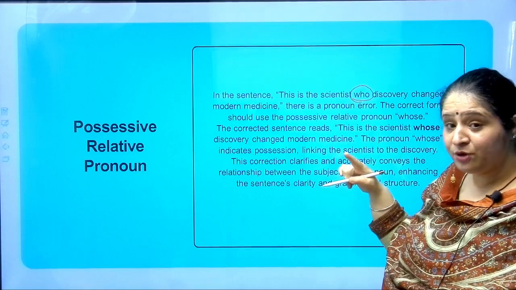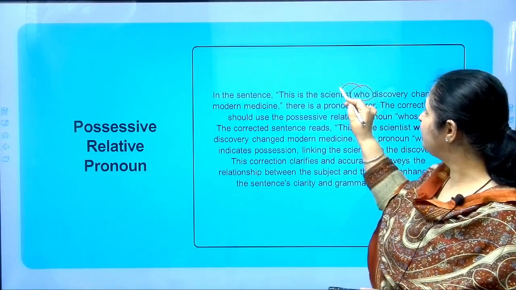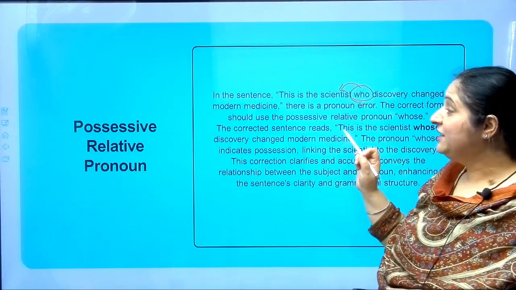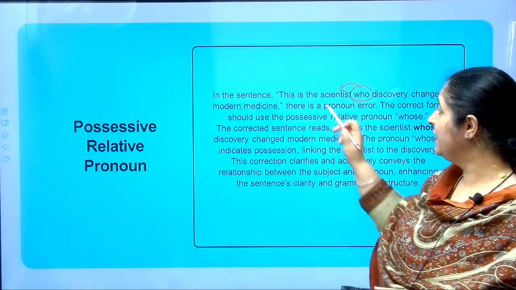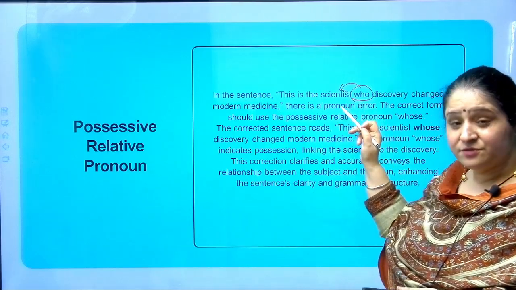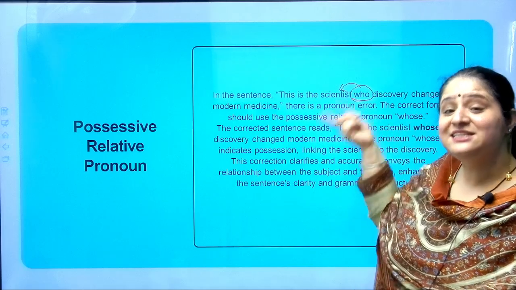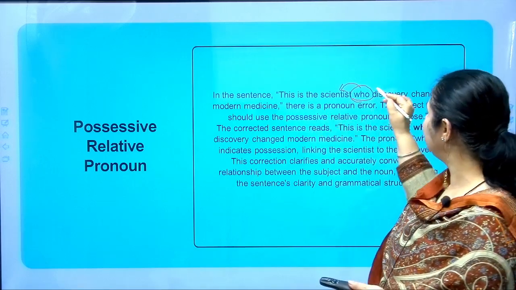अब who relative pronoun है यहाँ पे जो साइंटिस्ट को रेफर कर रहा है, राइट? पर ये क्या है? possessive relative pronoun होना चाहिए ना यहाँ पे. हम बोल रहे हैं this is the scientist जो डिस्कवरी या जिसकी डिस्कवरी, राइट? सो who डिस्कवरी नहीं होगा.